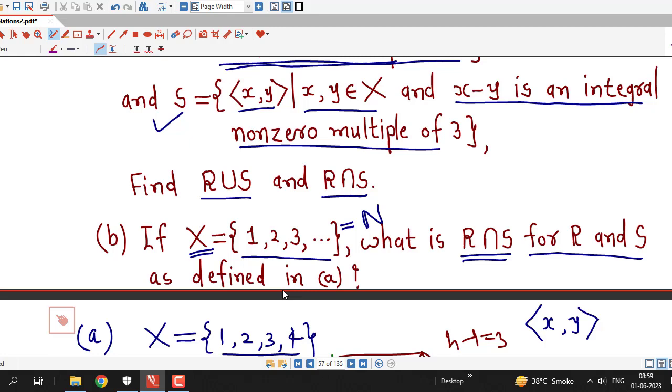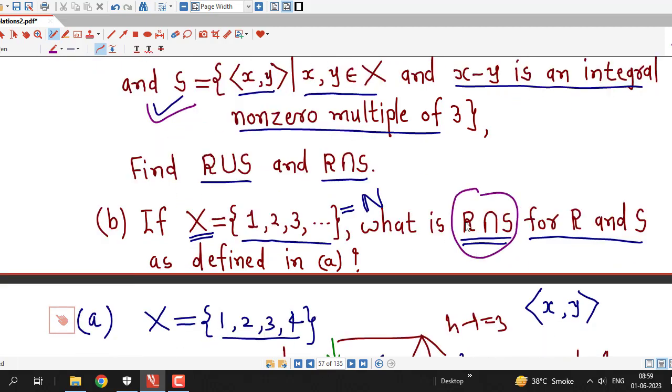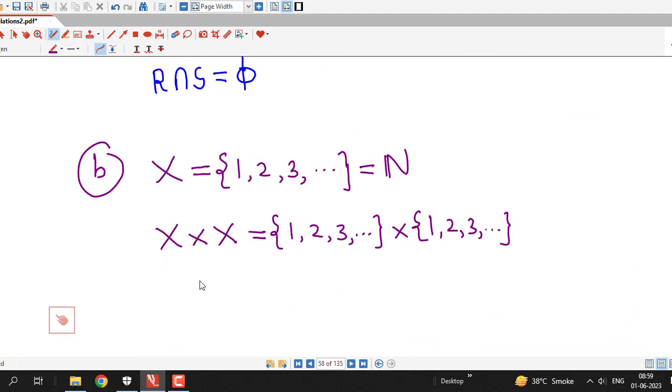And in this part R and S are defined as in part A, and we have to decide the intersection of R and S. Here we have an infinite number of elements in X cross X, therefore R and S will also have an infinite number of elements, because R is the set of all ordered pairs for which X minus Y is an integral non-zero multiple of 2. So there are infinite ordered pairs possible. Similarly, ordered pairs XY for which X minus Y is a non-zero multiple of 3 belong to S. So there are infinite elements present in R and S, and among those we have to decide those ordered pairs XY for which the difference is a multiple of 2 as well as a multiple of 3.